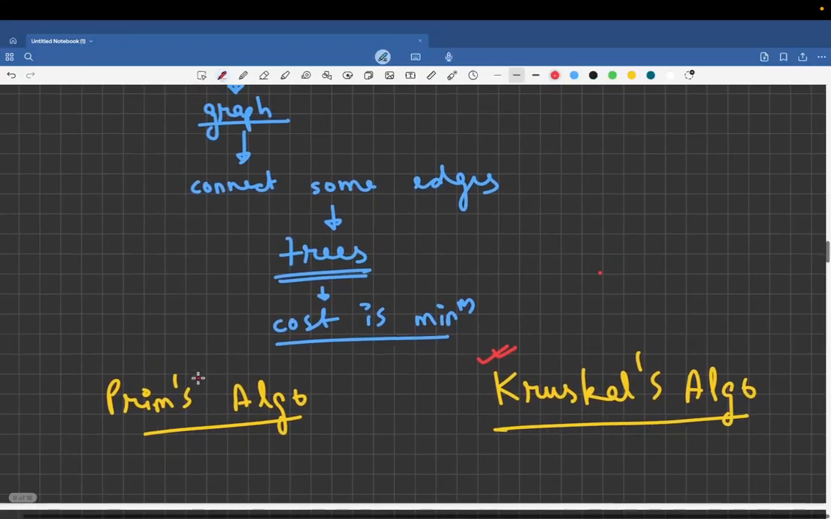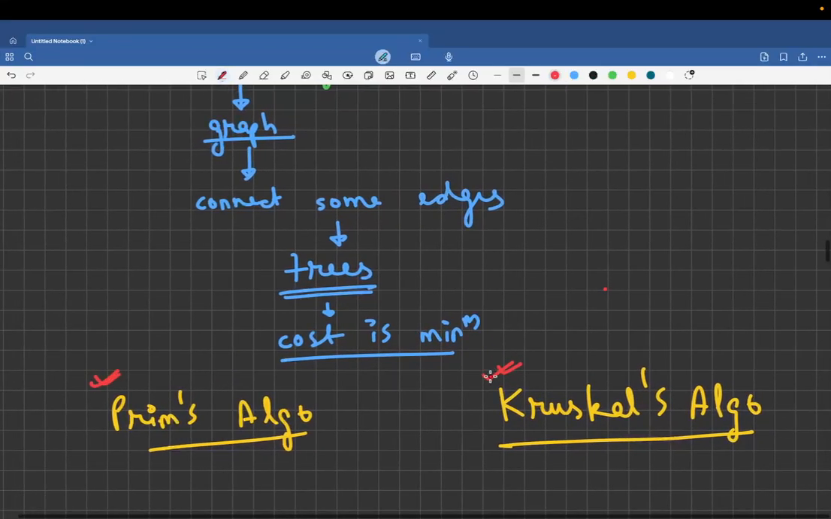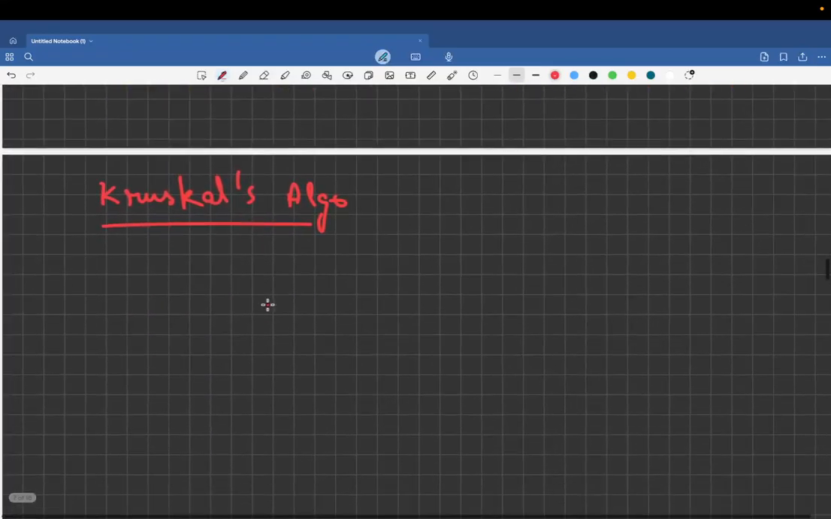Just for your information, I just wrote both of these algos, so you can go over them if you want. For this video, I'm going to discuss Kruskal's algo.